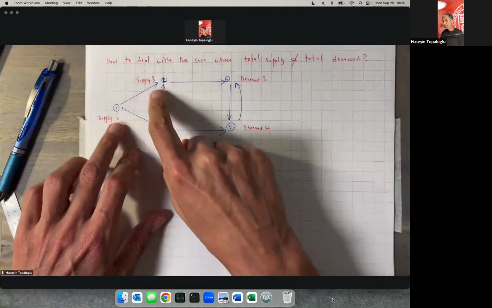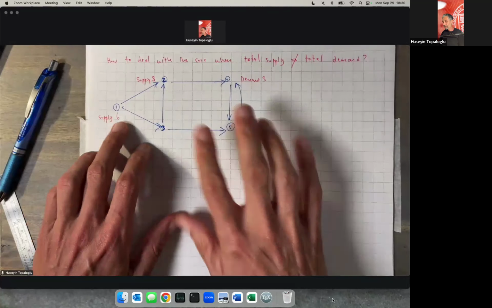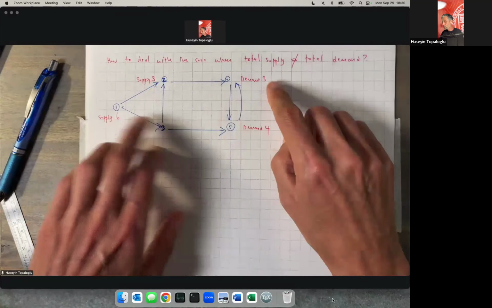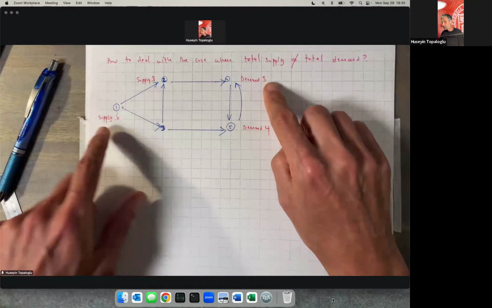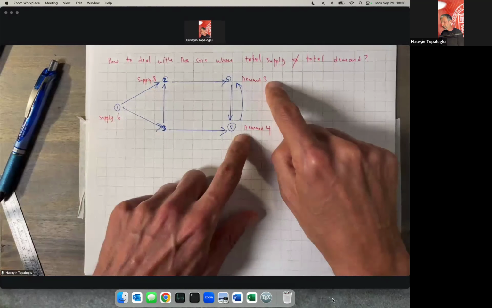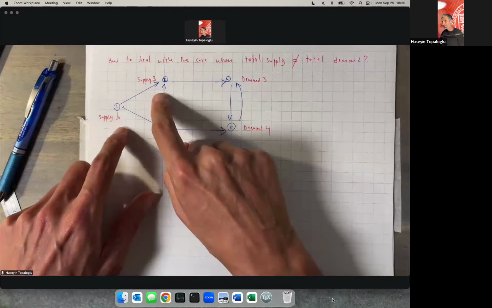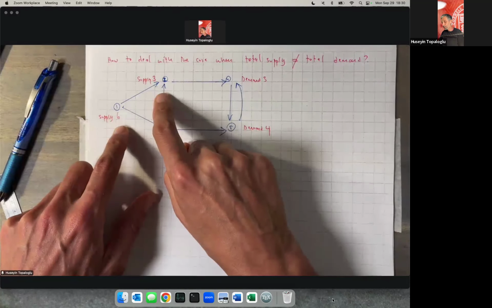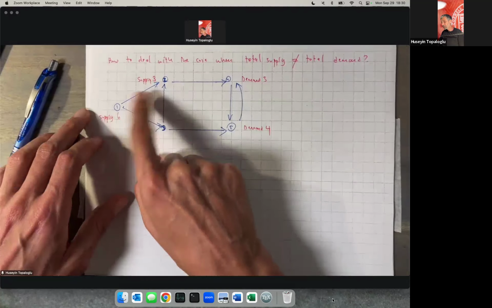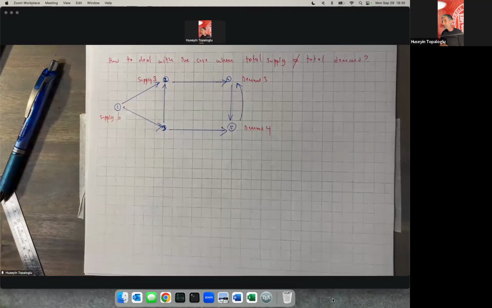Okay. What is the total supply in my network now? It's 9 units. The total demand in my network is 7 units. So I have more supply than the demand. Then to satisfy the demand, I don't need to ship everything out of my supply nodes. I can keep some of the material in my supply nodes while still satisfying the demand nodes.